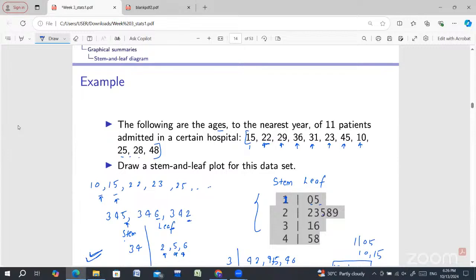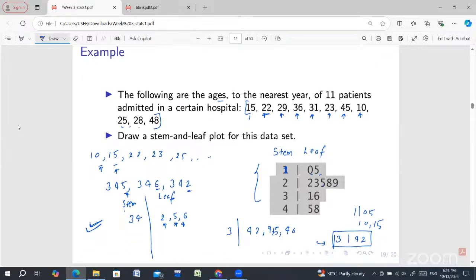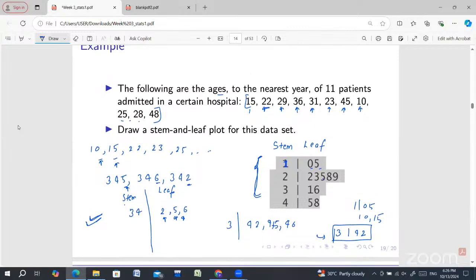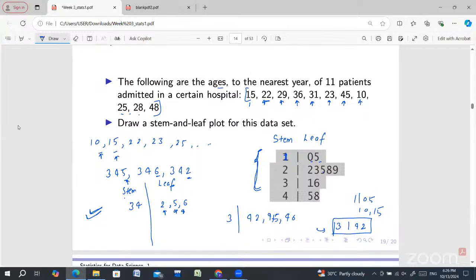Suppose you have so many values, like 6, 7, 8, 9. If you write them all out, there will be too many values, but this is a good and easy way to represent the data. Here you can see that the minimum value starts from 1, so it is 10, 15, 16, 17, and then 22, 23, 25, like this.